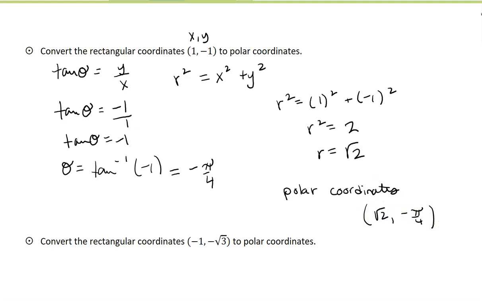You may have some specific problems that say express your theta between 0 and 2 pi, and if that's the case, all you would need to do is add a 2 pi to that. I'm not really picky about it, but sometimes WebAssign is if they give you specific instructions on that.